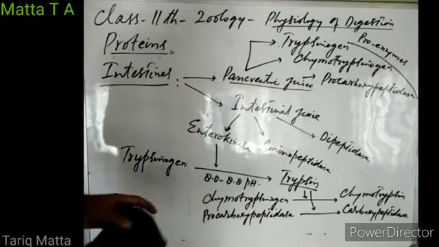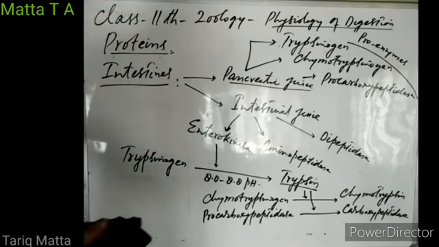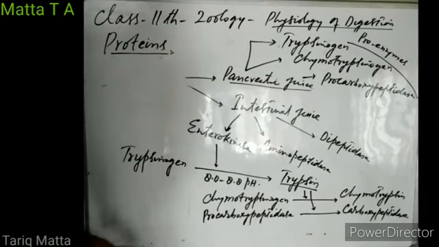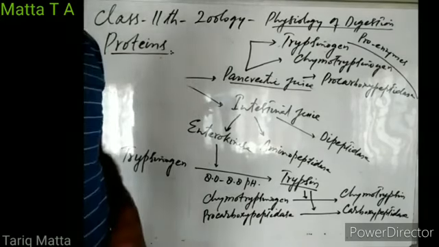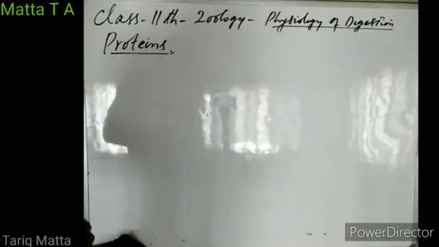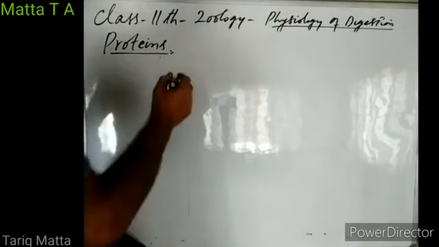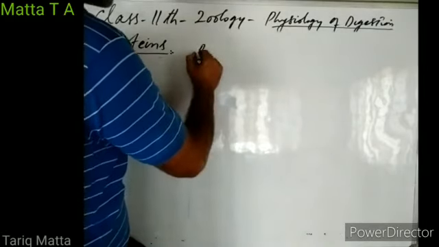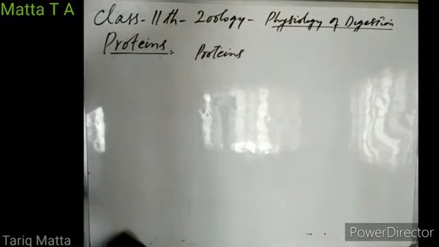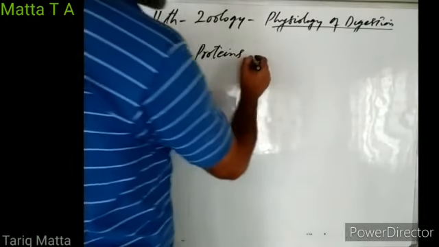Now we will see how these enzymes will work, how they will digest the protein. For that, I have to rub this board first. Now those proteins which were not digested by pepsin in the stomach, as they reach the small intestine, are acted upon by trypsin.